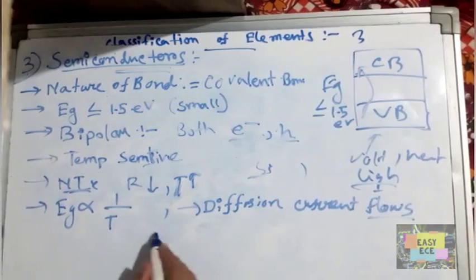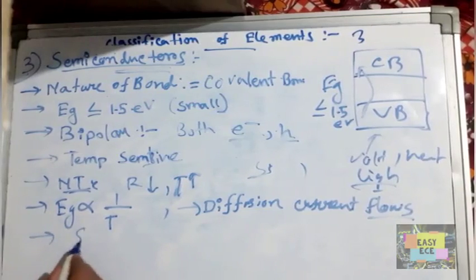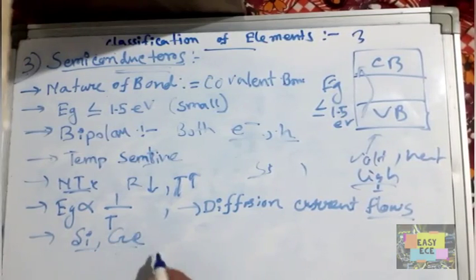An example of what? The examples we know are silicon and germanium. These are mainly used as semiconductors. Graphite has metal and semiconductor properties.